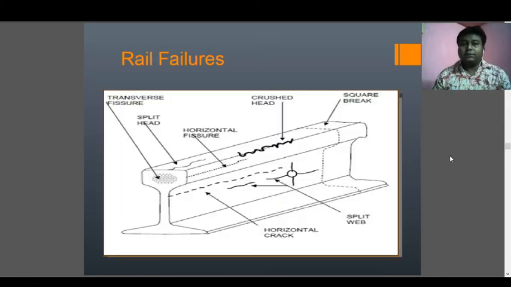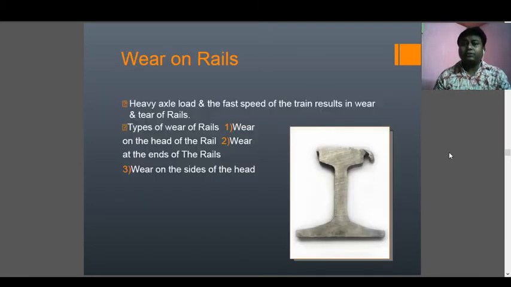So this is the pictorial view of the various types of railway failures. If you see, there are various types of failure shown in this figure. In the railway tracks, these failures may occur in any portion, and they are responsible for any type of derailment or fatal accident. Now, what is wear of the rails? Wear and tear is nothing but a broken part. The tracks are broken due to heavy load or any other reason.